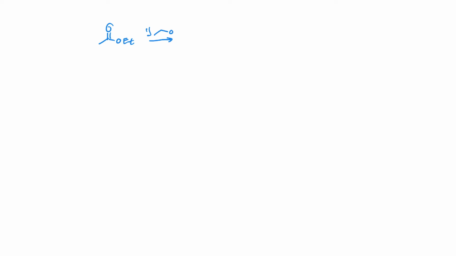The first step is basically choosing the same OR group as our base. So if I have an ethyl ester, I'm going to use ethoxide as my base. If I have a methyl ester, I would use methoxide as my base. And we work it up with mild acid. So the first step is what you would expect. We're going to do a proton transfer, removing this hydrogen, and we form a resonance stabilized anion.